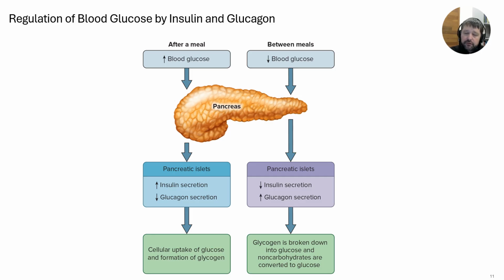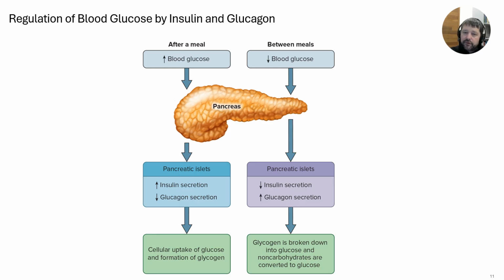Remember, glucagon is what converts glycogen, so muscle sugars, into blood sugars. If you've eaten a meal, you don't need to convert that over, and so that will go down. Cellular uptake of glucose increases, and the formation of glycogen will happen if there's any glucose left over, which often there is.